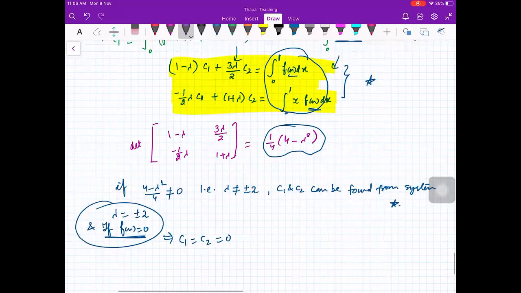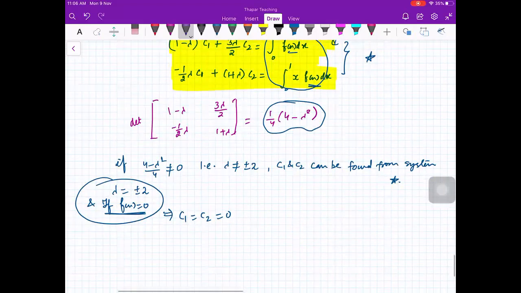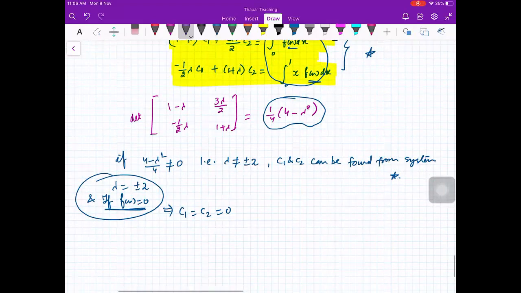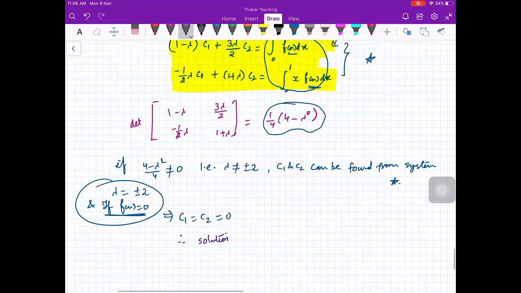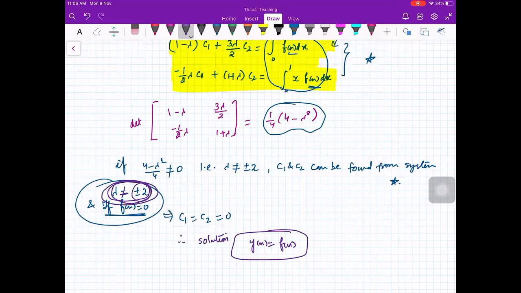Therefore, what solution will you get? Here it is, y of x is equal to f of x, right? C1 and C2 are 0. Is that okay? So lambda is not equal to plus minus 2, sorry. In the case of lambda not equal to plus minus 2 and f of x equal to 0, this is your solution, and in that case we say that everything other than plus minus 2 is an eigenvalue, and this is the corresponding eigenfunction. Clear?